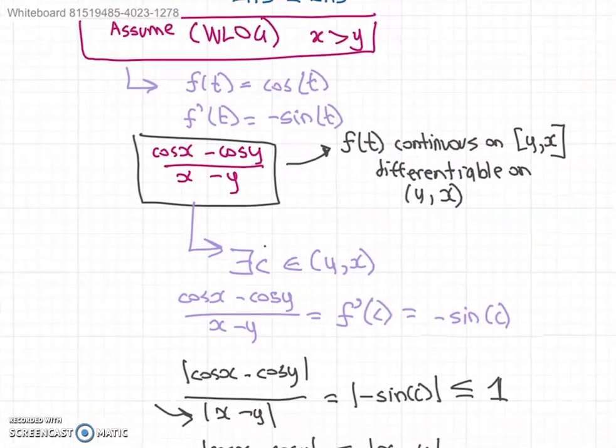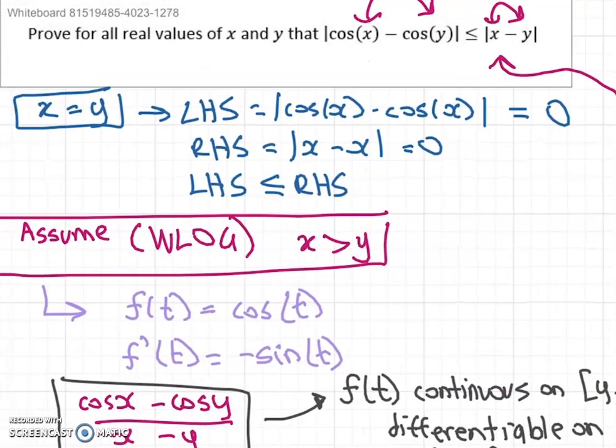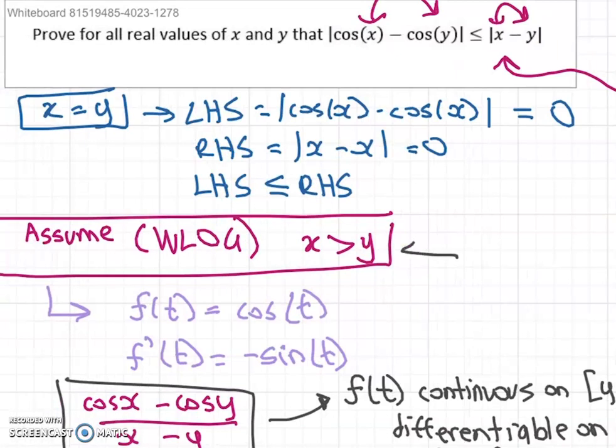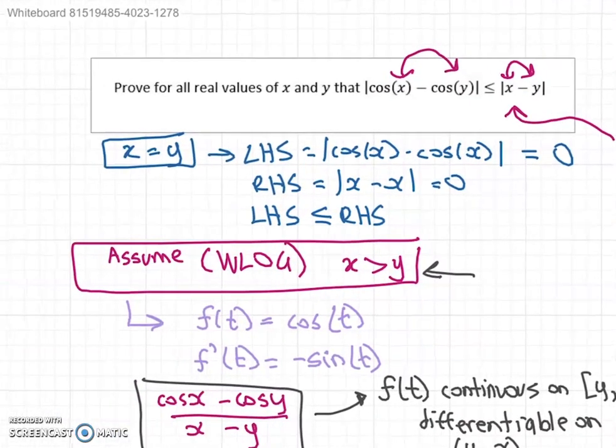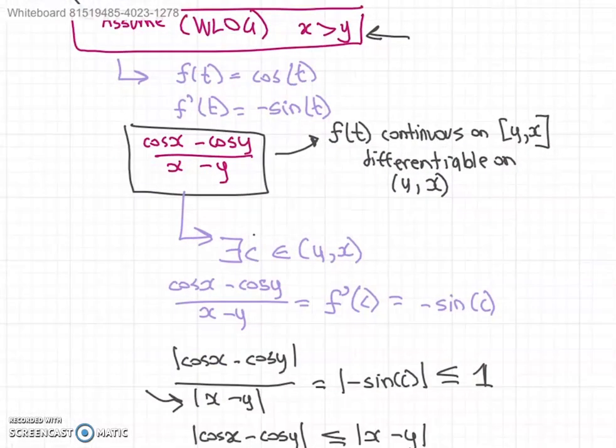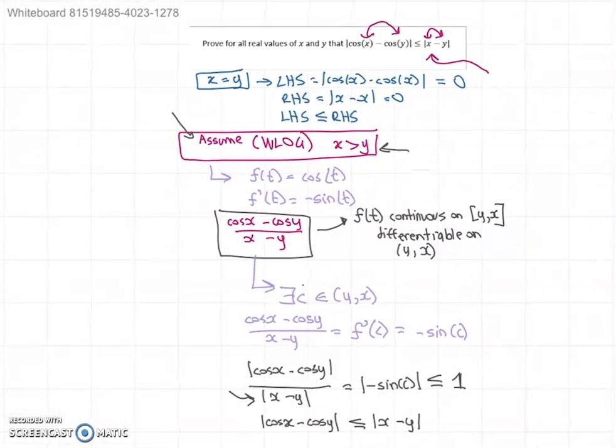This is the case when x is greater than y, and due to the symmetry between x and y in this question, the identical proof will work when y is greater than x. So it is sufficient to just show the proof for x greater than y. Okay, so that concludes this proof of the inequality using the mean value theorem.